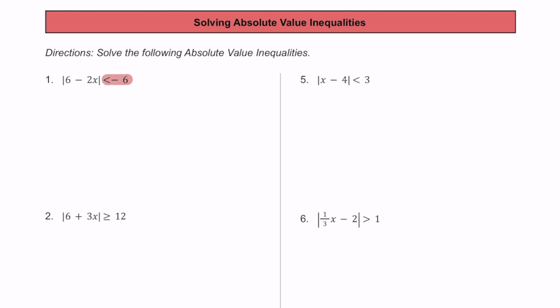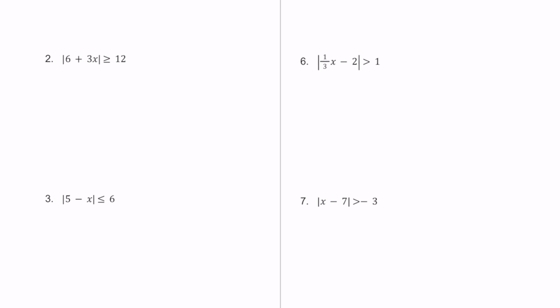That's just not possible. So for number one right away, if you see that you have an absolute value expression isolated on one side, but then it is less than a negative number on the right side, we can go ahead and say that there's going to be no solution for this problem. All right, so just be on the lookout for those in the future.